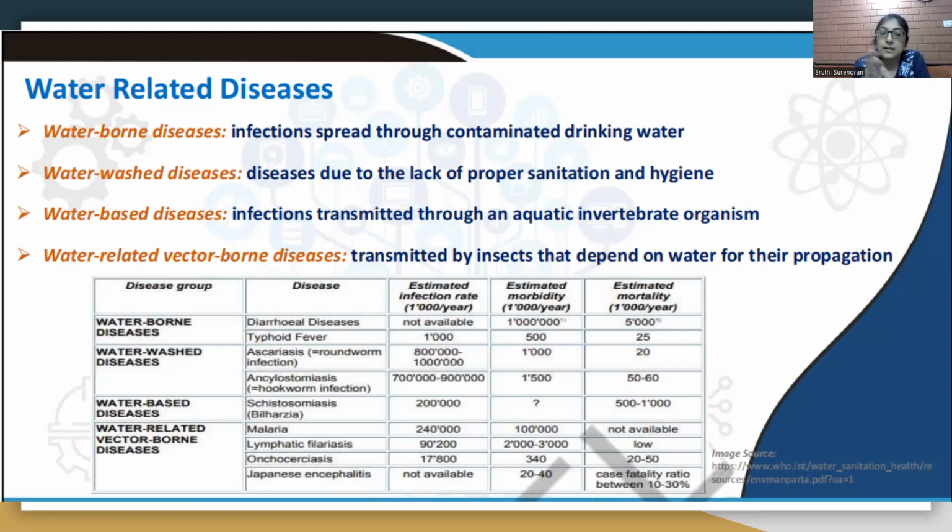Now the fourth category is water related vector borne diseases, which involve insects like mosquitoes. When there is stagnated water, these mosquitoes lay eggs in it, and these develop. The propagation is occurring through stagnated water bodies, and the diseases caused by such insects come under the category of water related vector borne diseases. So most of the diseases caused by mosquitoes come under water related vector borne diseases.